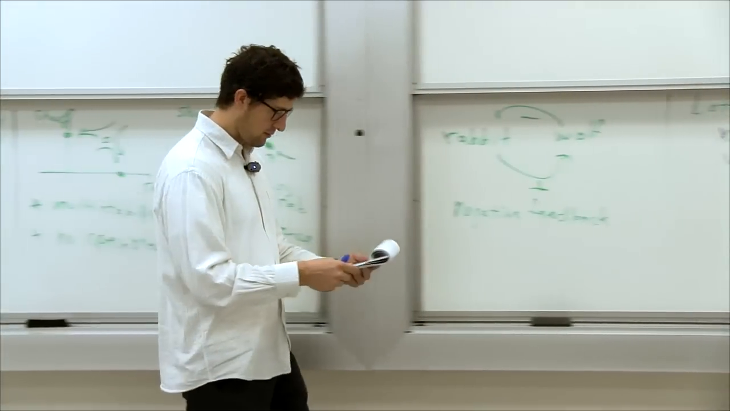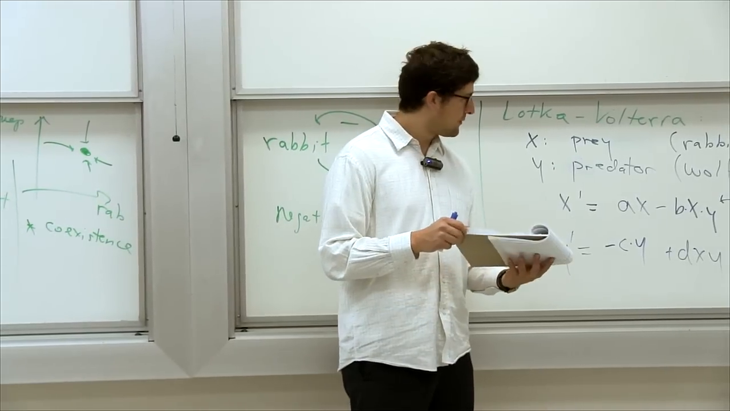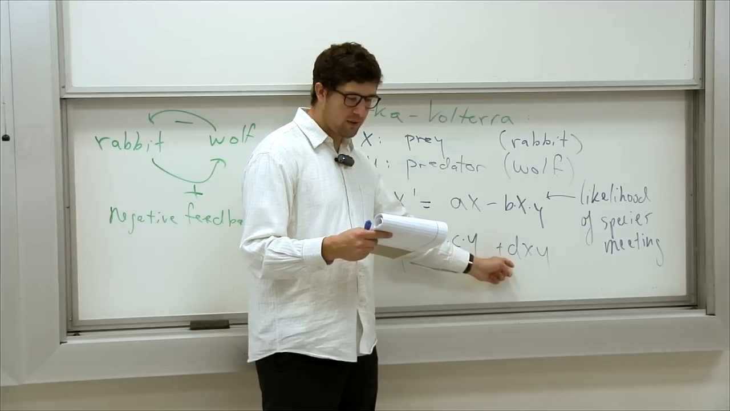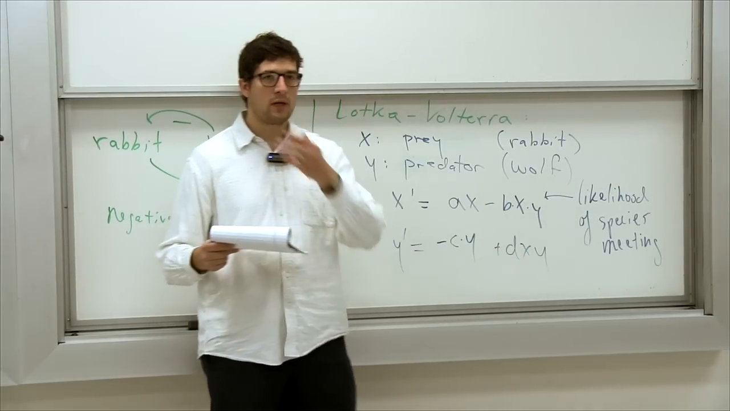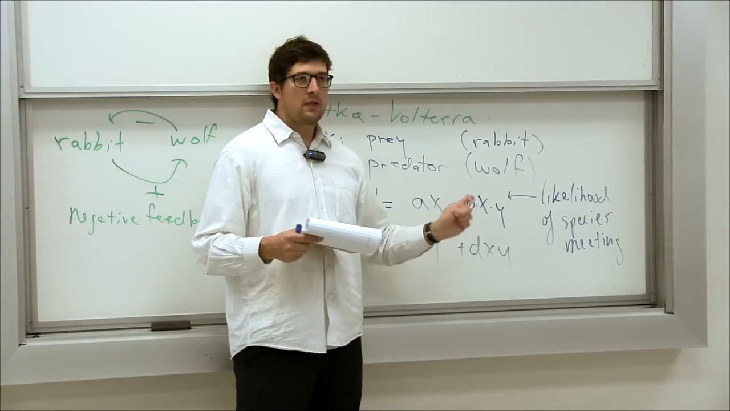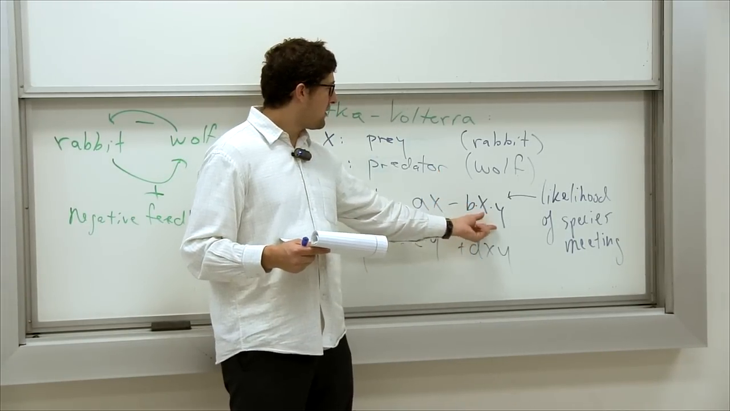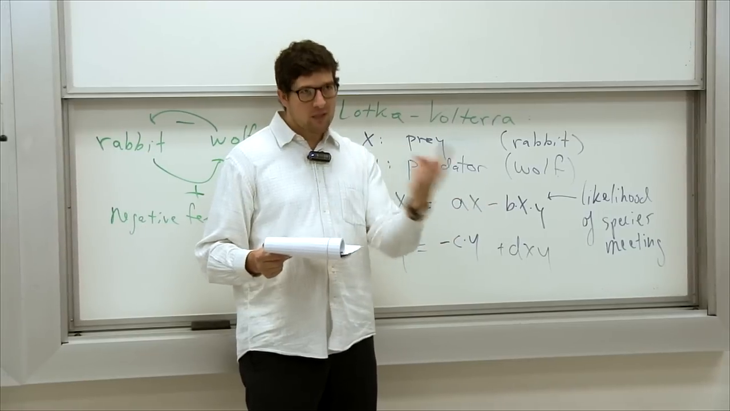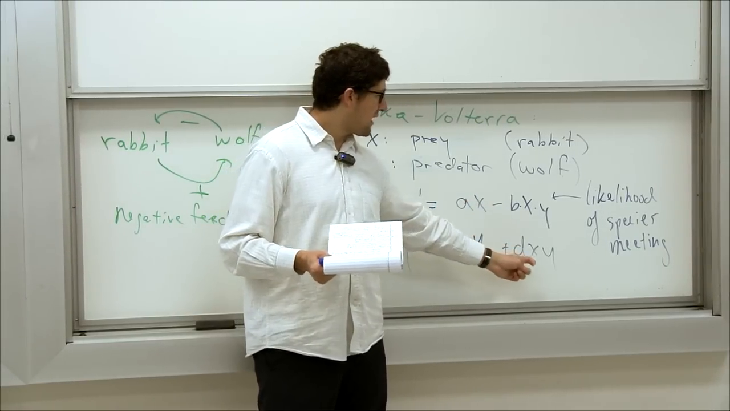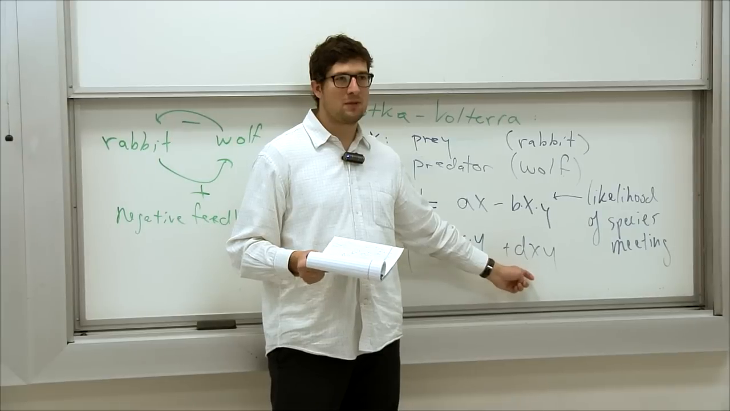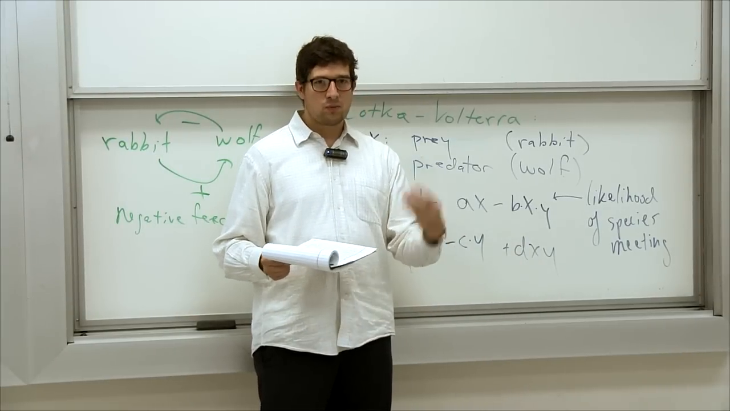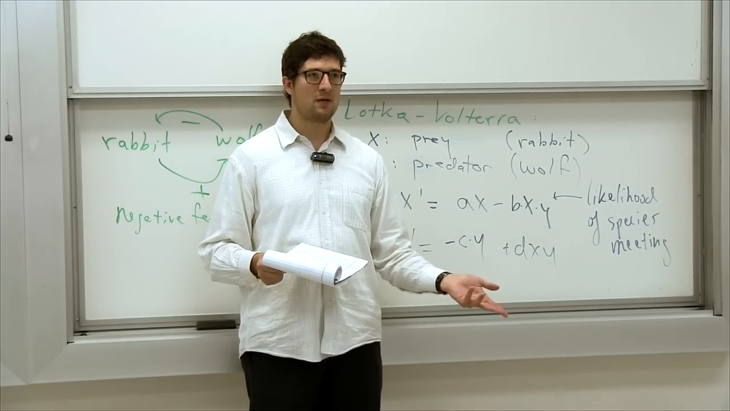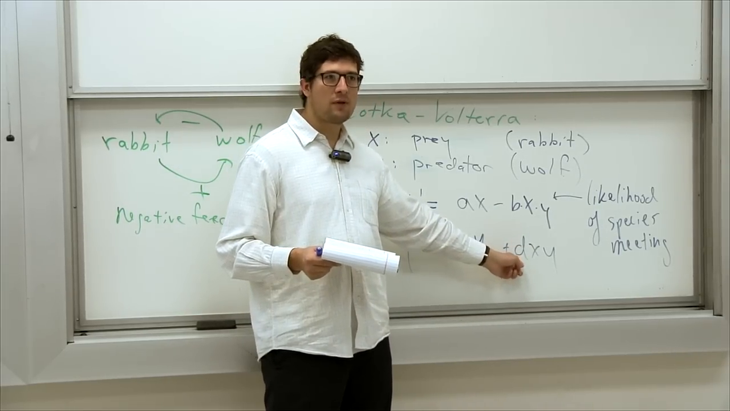Yes, Brian? Is there a reason why C and D are not the same? Very good question. Okay, how is it that B and D are different terms? Why don't we just use the same? Well, think about it. B has to do with the effect on the rabbits of one interaction. Let's say each interaction kills one rabbit, right? Could you say that each interaction produces one wolf? Not quite, right? The wolf needs to eat multiple rabbits to make another wolf, in some sense. So D is going to be, in this case, smaller than B.